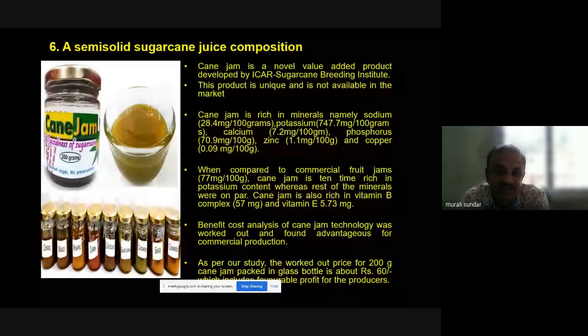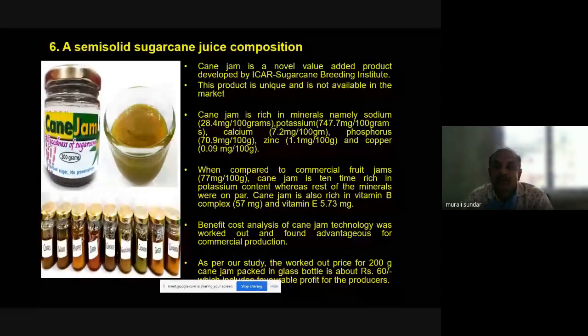We have done a lot of experiments on this lab scale, and finally we have developed a novel value-added product purely from sugarcane juice. We didn't add any synthetic or other chemical constituents to develop the product, and we have tested the product quality in the referral laboratory. We could see that it is very rich in minerals, namely sodium, potassium, calcium, phosphorus, zinc, and copper.